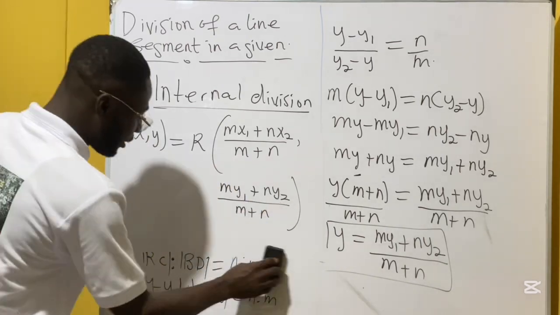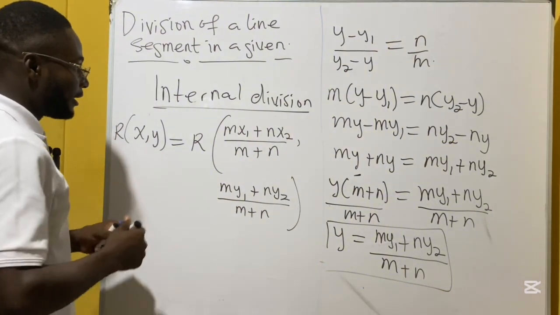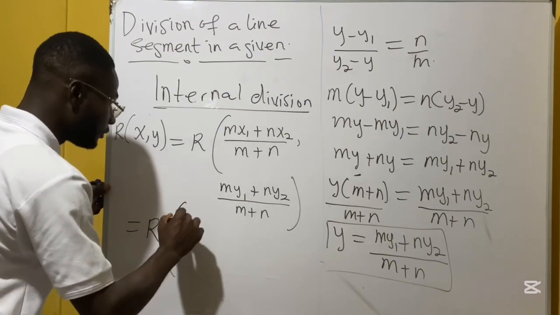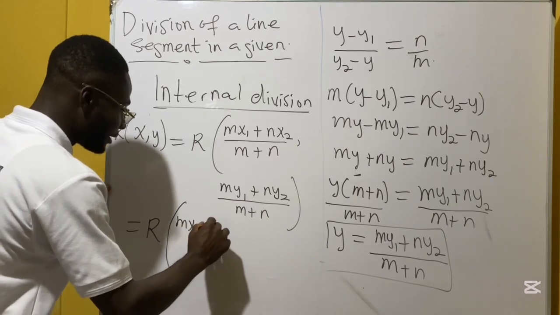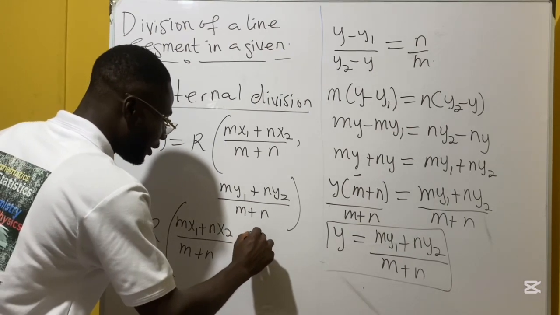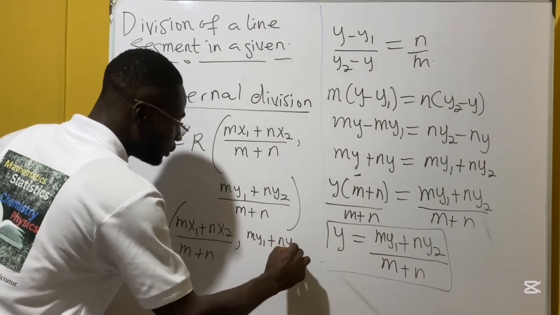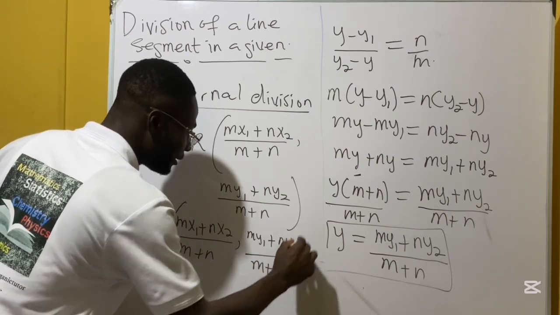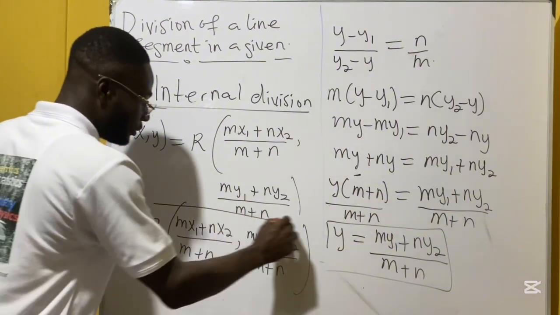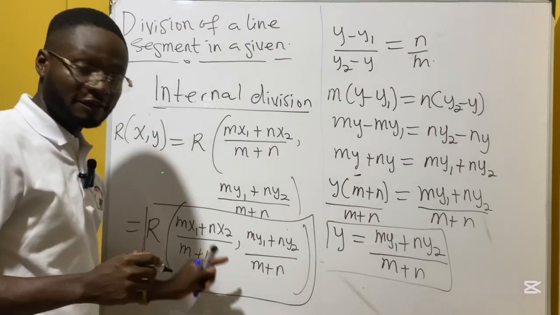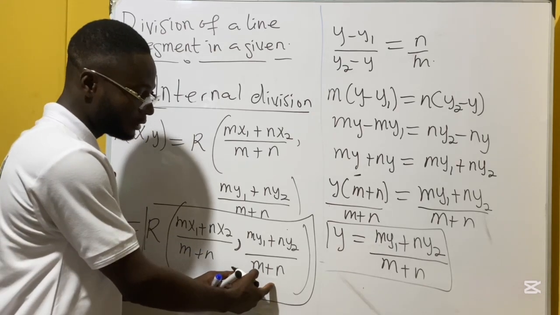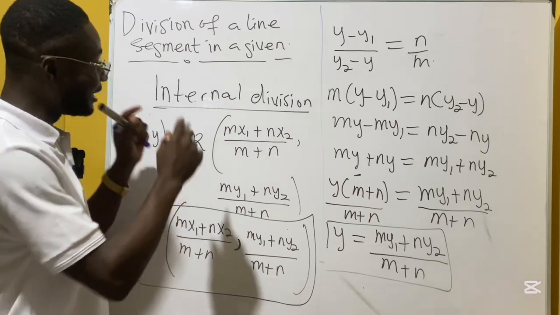So whenever you want to calculate the internal division, this is the formula, okay? So this is mx1 plus nx2 over m plus n, and my1 plus ny2 over m plus n. Okay, so note this formula down. That is for internal division. This is the x coordinate and this is the y coordinate. Don't forget, that is the formula for the internal division.